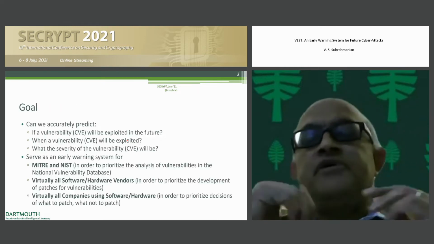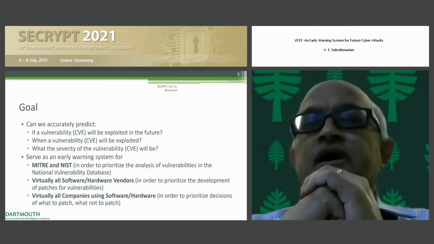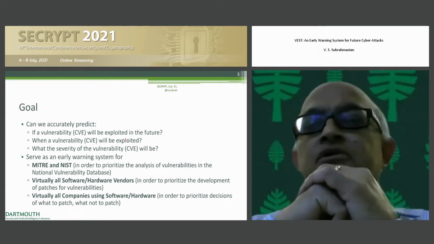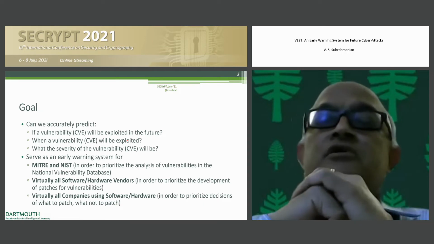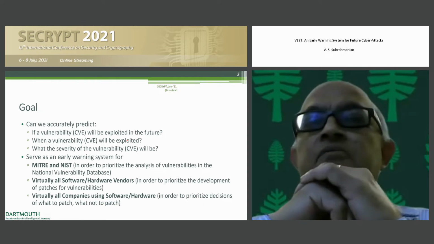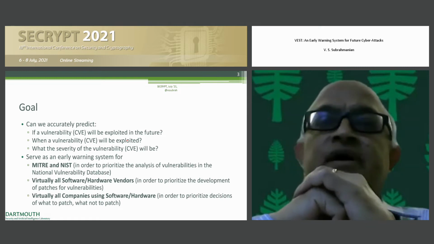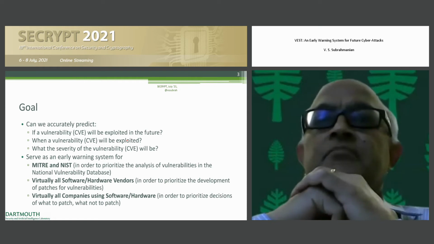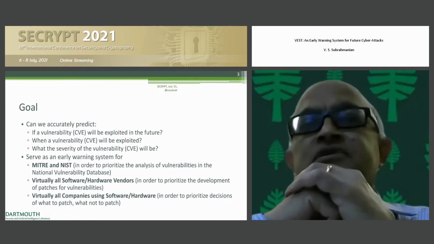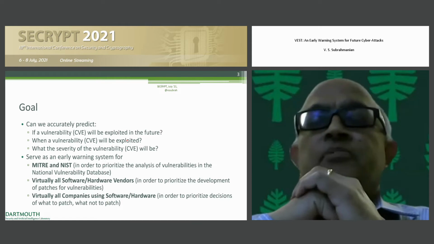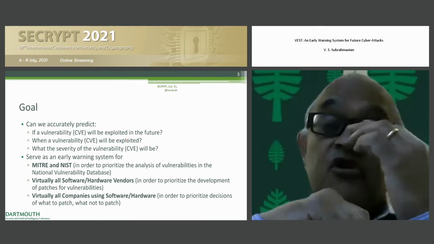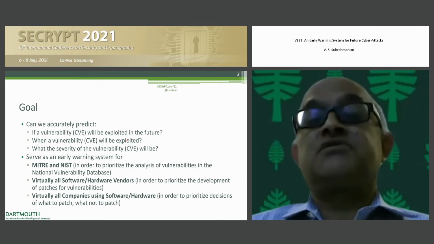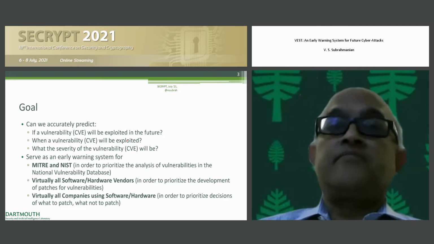So the goal is quite simple to state. As you all know, there are tons of vulnerabilities, and these vulnerabilities that are known are called CVEs, common vulnerabilities and exposures. And each of these vulnerabilities has a CVE number that is assigned by a CVE numbering authority. In the US, one of the major ones is Mitre Corporation. NIST is also involved in managing the National Vulnerability Database. And so many of you know this very, very well.